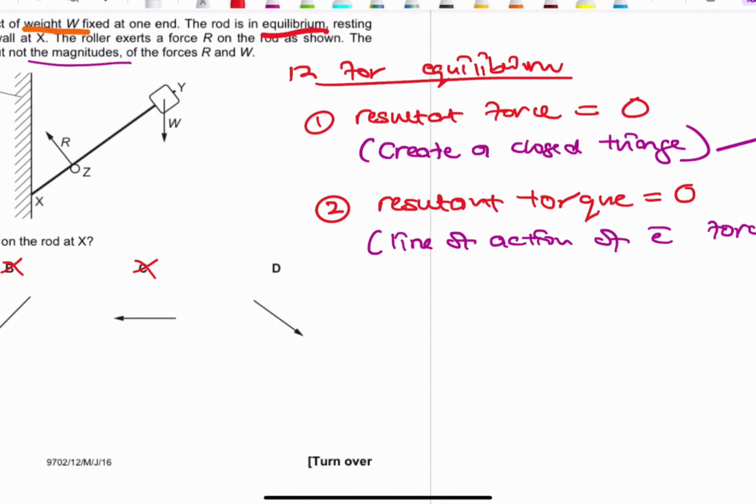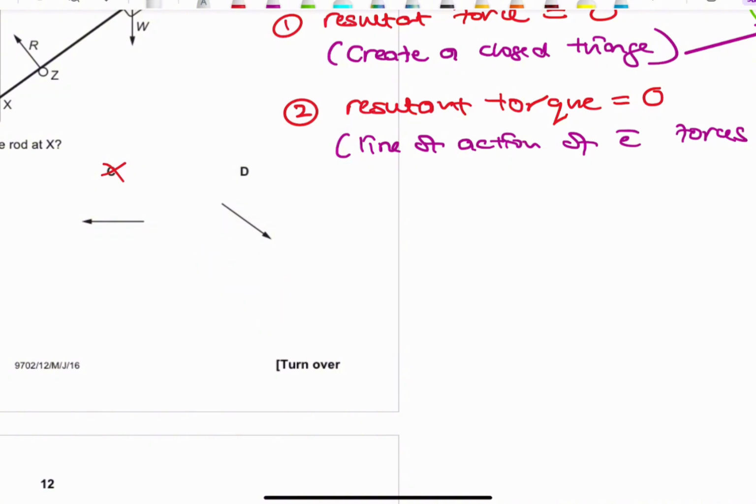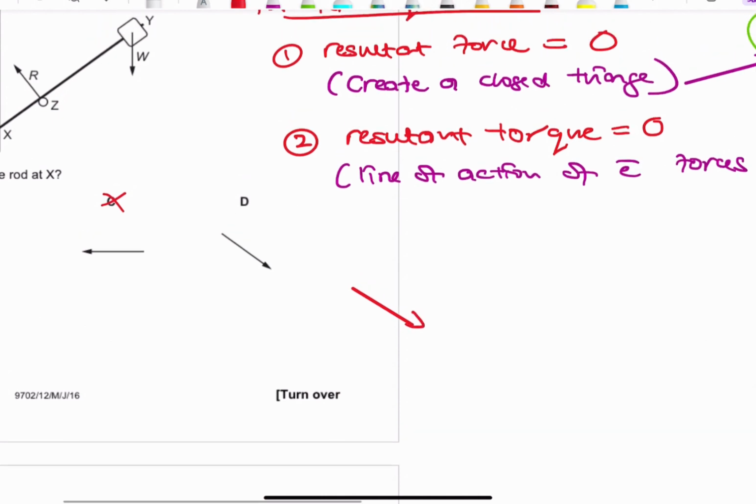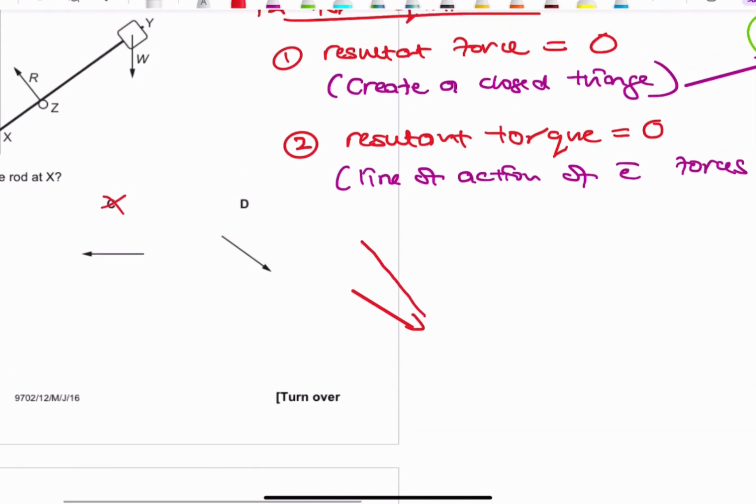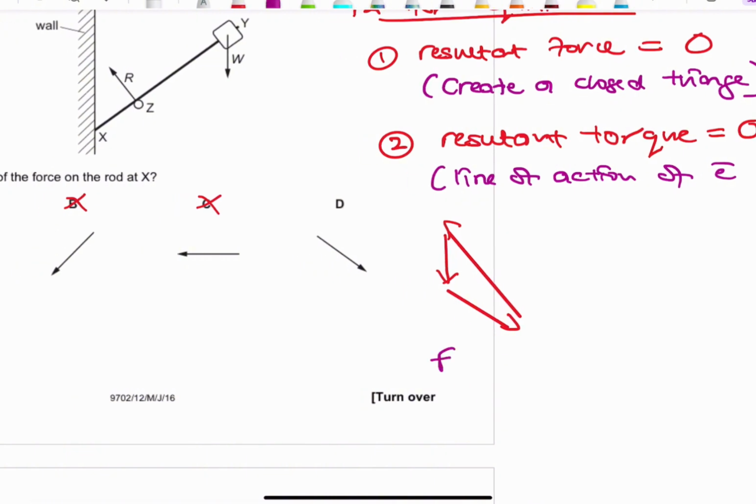With D, D is pointing in that direction and R is pointing upwards, somewhere there, closing the triangle, and the weight will be acting downwards. So that works. Let's clean that up. We have something like this. That's the value of D, your R can extend from here to here, and the value of your weight will be down from there. So D can create a resultant force. In terms of F, it checks out.